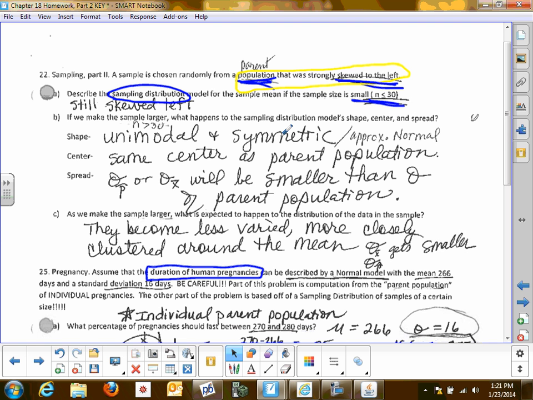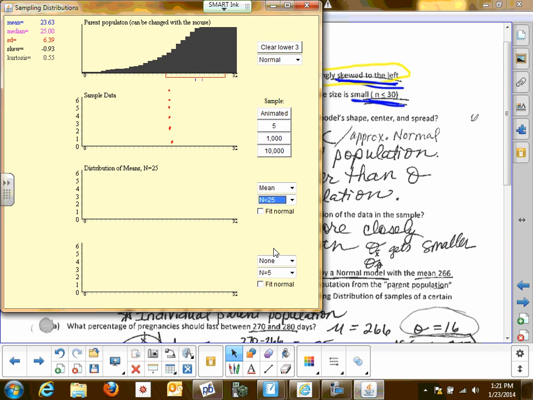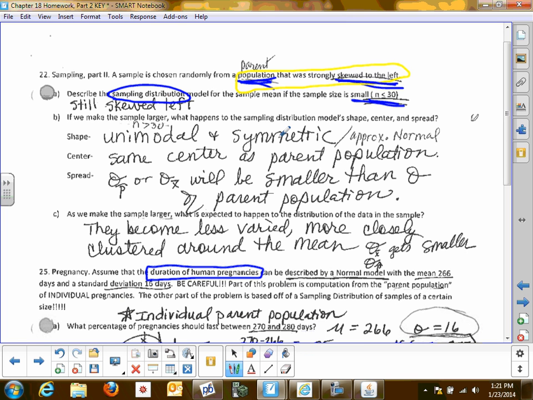What's going to now happen to that sampling distribution? I don't have the ability to make it 30, so I'll make it 25. What's going to happen? Boom. It gets fixed. And now it is normal. So what we have here is this. The shape of the sampling distribution is now unimodal, symmetric, and approximately normal. It has the same center as the parent population.